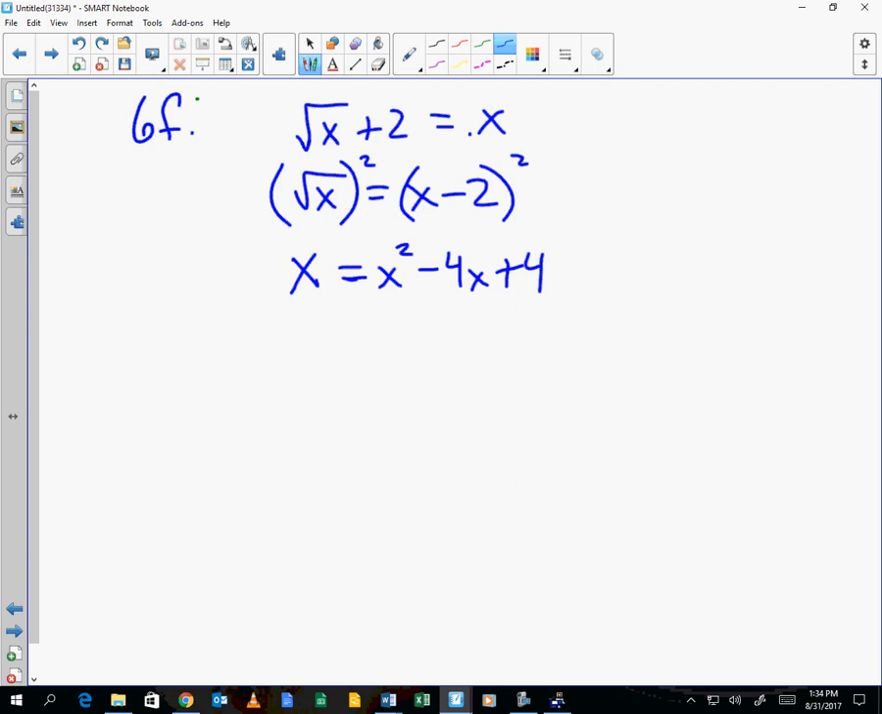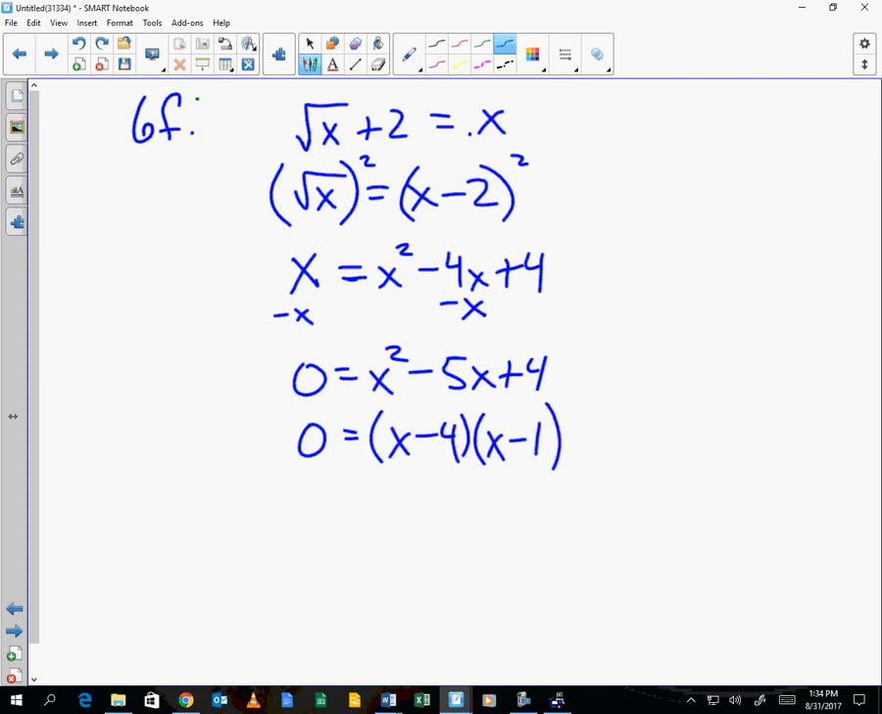So let's solve. We subtract the x. 0 is x squared minus 5x plus 4. 0 is x minus 4 times x minus 1. What are my 2 solutions? Watch what happens when we plug it back in. We plug in 4. What's the square root of 4? Notice you didn't say negative 2, right? You're saying 2. Square root of 4 is 2, plus 2, 4.